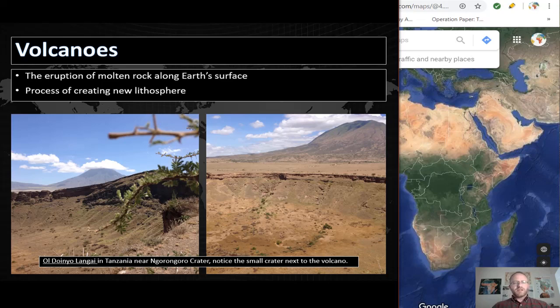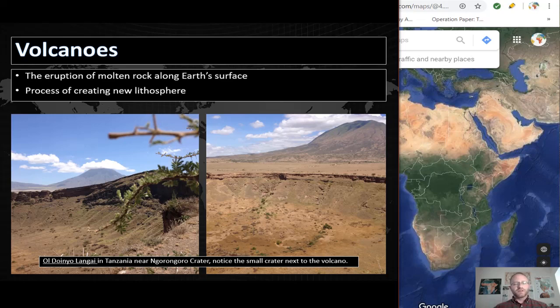Now, this region is also volcanically active. Forces under the lithosphere have resulted in the creation of these pockets of magma beneath the surface. Now, when plate movements occur, the magma is forced to surface, and this results in the creation of stratovolcanoes, also known as composite volcanoes.